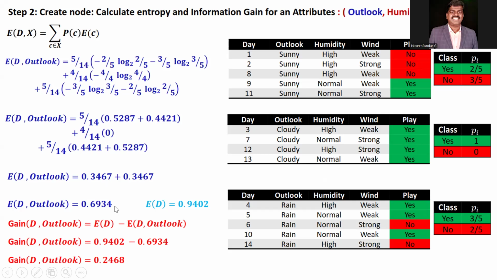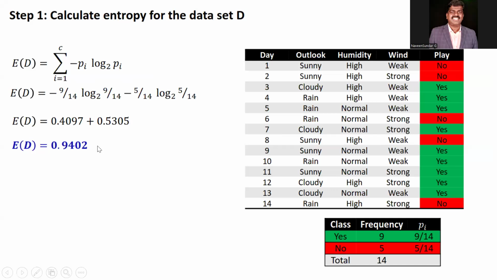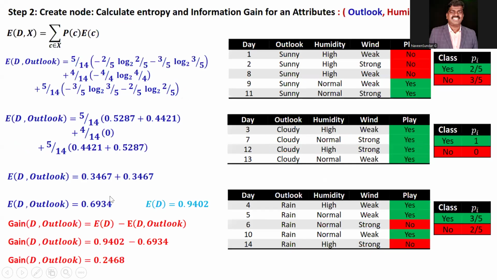Now I have to find the gain. How to find the gain? Entropy of the whole data set, I already calculated, right? In the previous slide, you can see I have calculated the entropy of D. So this value minus that particular first, that is E of D comma outlook. So this value I have to subtract. So minus 0.6934, I'm getting 0.2468.